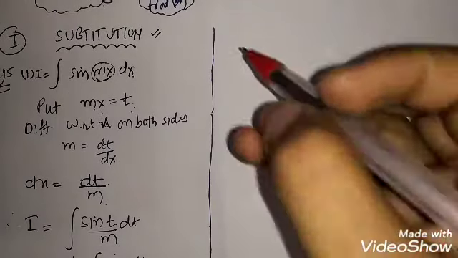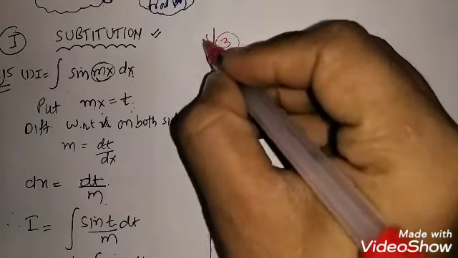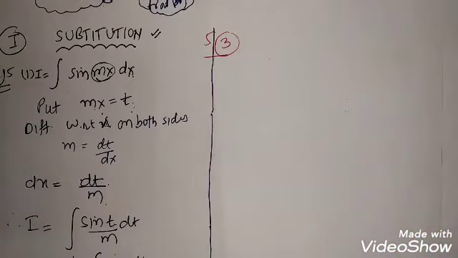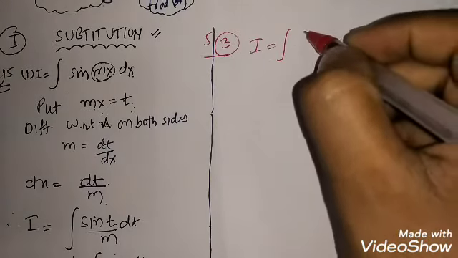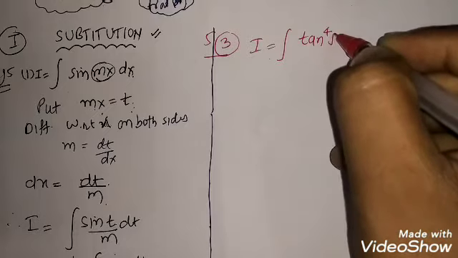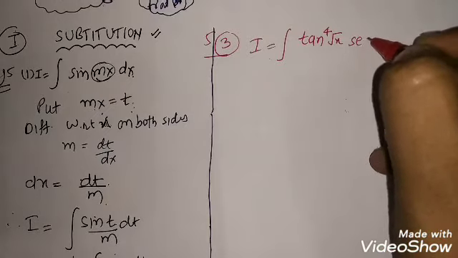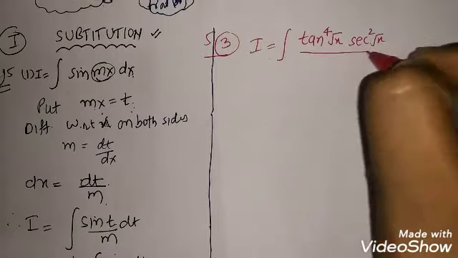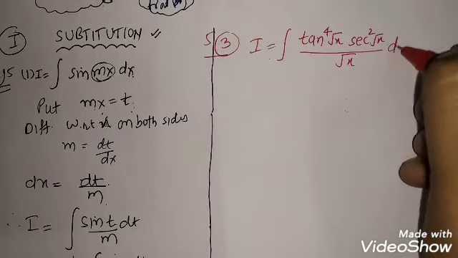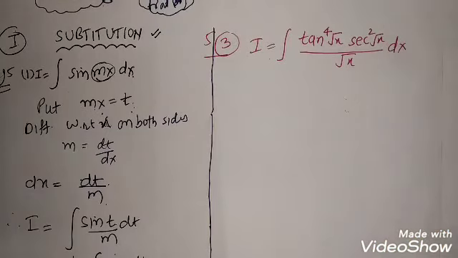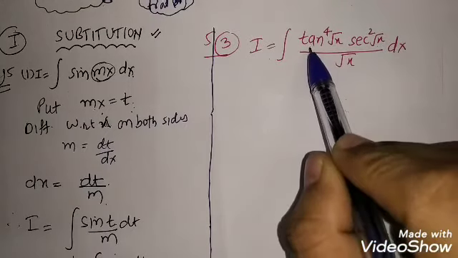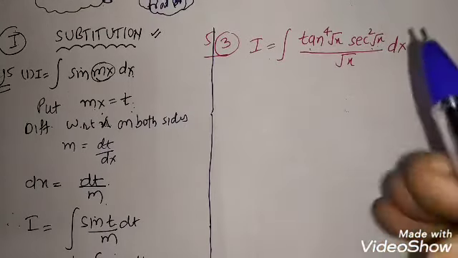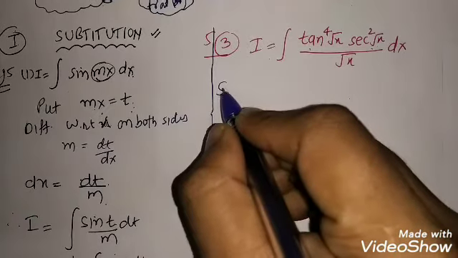The third part says: the integral I is equal to the integration of tan⁴(√x) sec²(√x) upon √x dx. How can we do this? We know one thing only: the derivative of tan x is sec² x. So start from here.